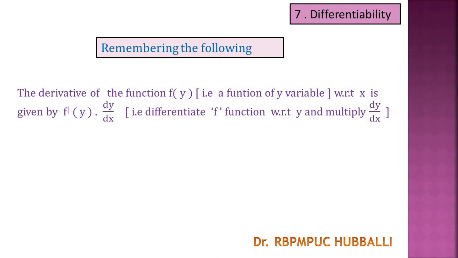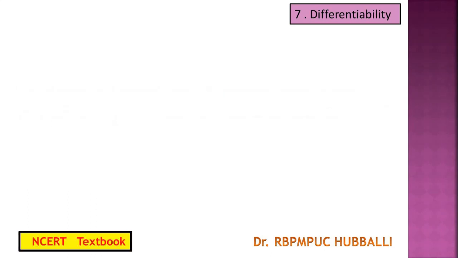Okay, in the examples you will understand how to write a derivative for y variable terms. That is, differentiate the f function with respect to y and multiply by dy by dx. So this is the rule, remember it. Okay, now I take the examples. In examination you will get 2-mark or 1-mark questions on this implicit function. Find the derivative. Okay, if 2x plus 3y is equal to sin y, then find dy by dx.